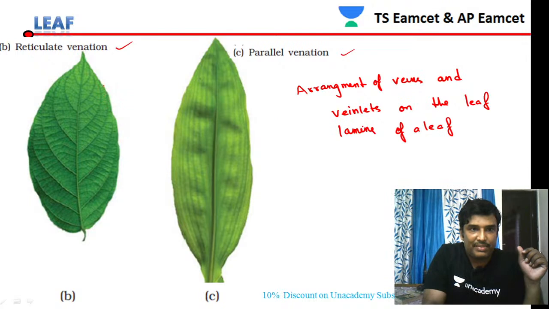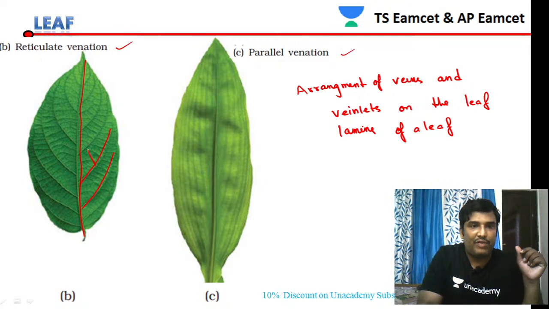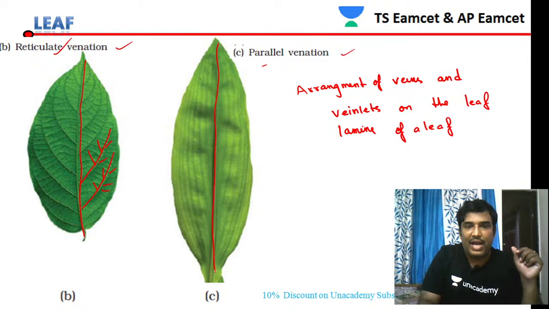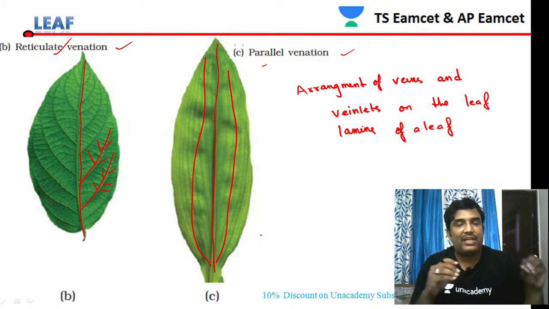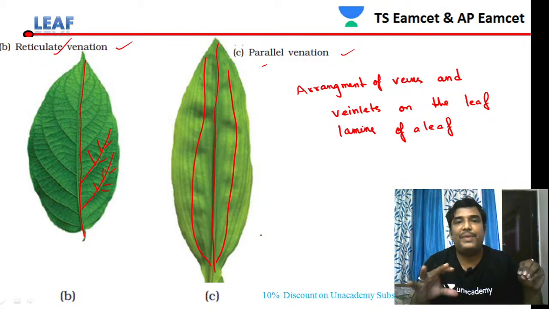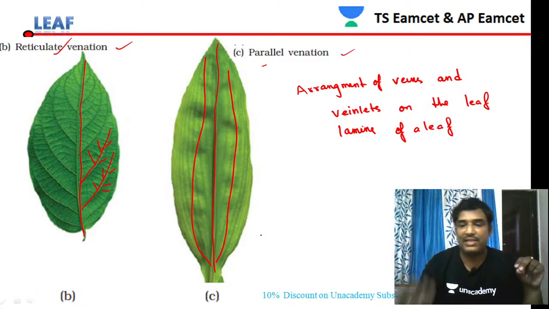Reticulate venation: you can see this is the midrib of the leaf lamina, and these are the veins. From veins you have veinlets again, like this. This type of venation is called reticulate venation. In the case of parallel venation, this is the midrib, and the veins run parallel to the midrib. That is the difference. That is the reason it is called parallel venation.